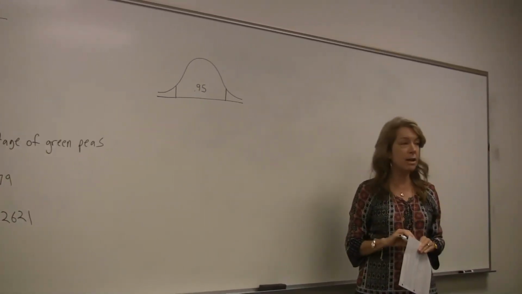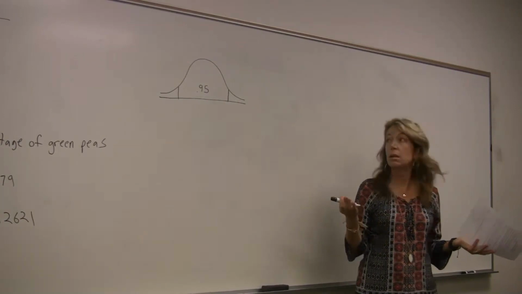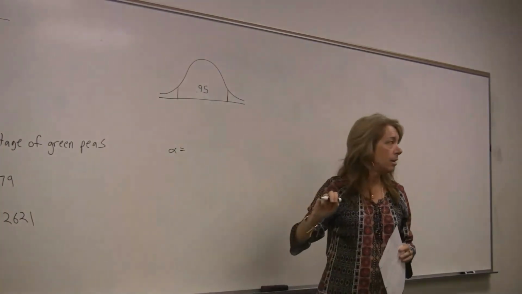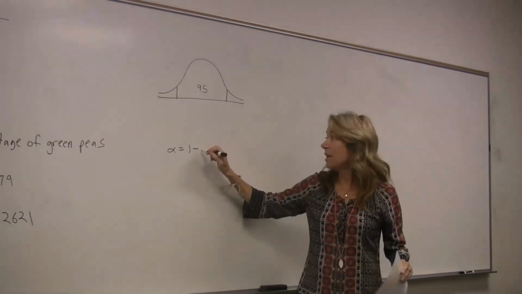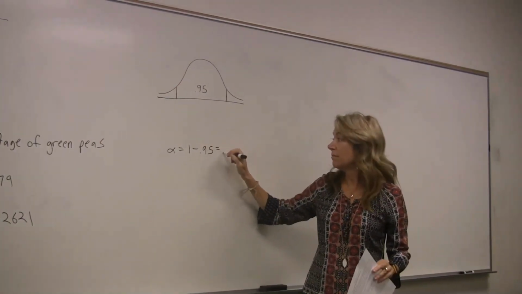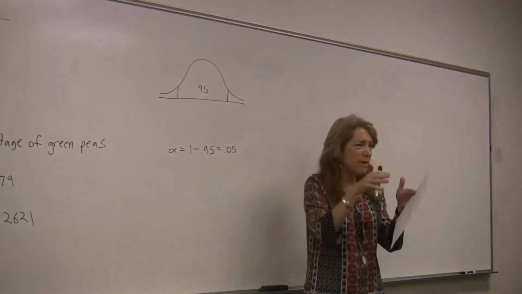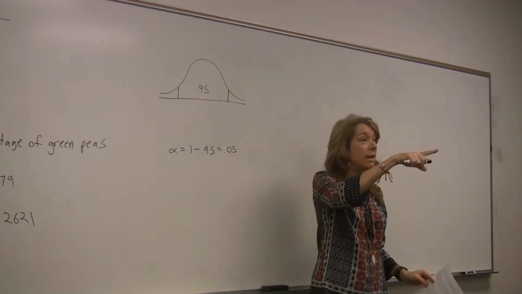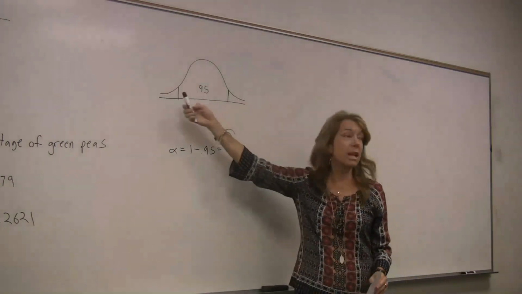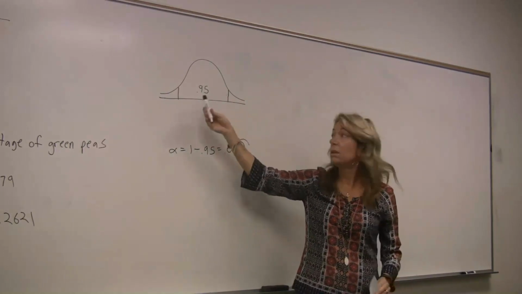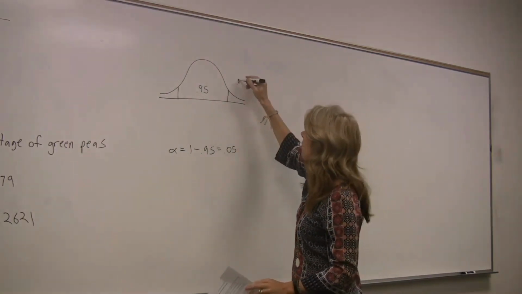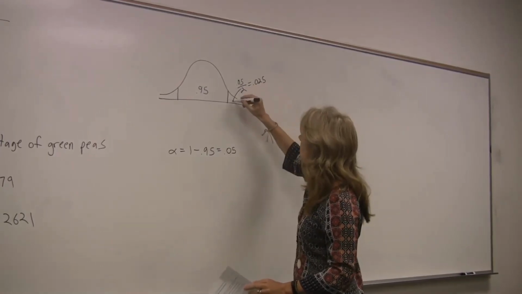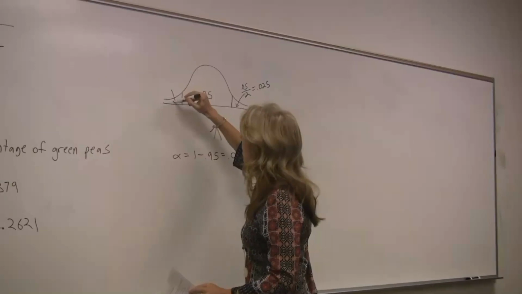I now need to find alpha, the area on the outside. How do I get alpha? Yeah, 1 minus 0.95? 0.05, right? If I have 95 on the inside, I have 5% on the outside. And then I want to divide it by 2 because the 5% is both of these combined. So this guy right here is 5% divided by 2, which is 0.025. That's what's in this tail and in this tail.